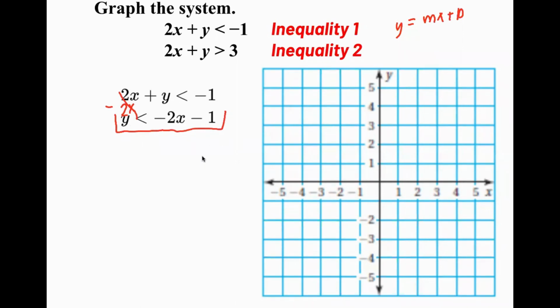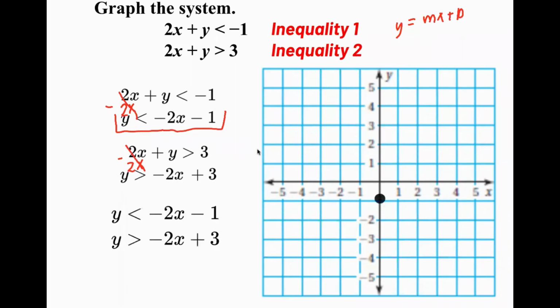Second, do the same for 2x + y > 3. Again, you just have to subtract 2x from both sides, and that gives you y > -2x + 3. So your final system is going to be y < -2x - 1, and y > -2x + 3. Now you can go ahead and graph these on the coordinate plane.